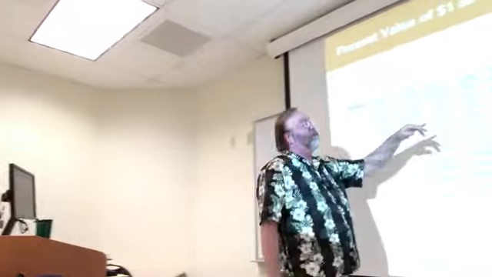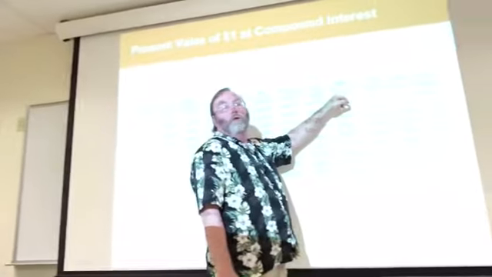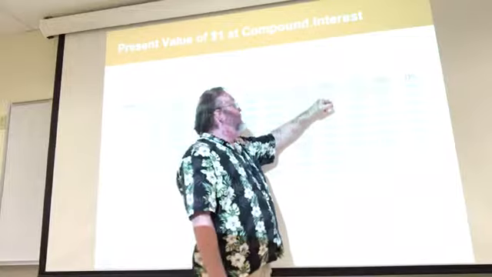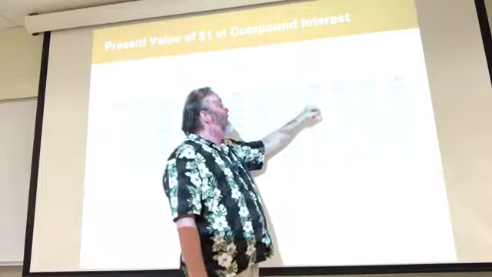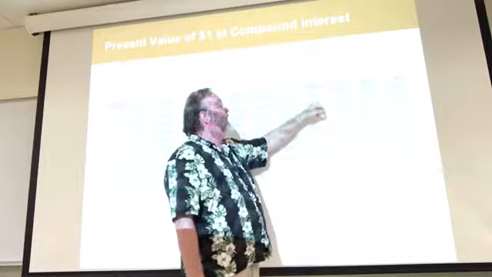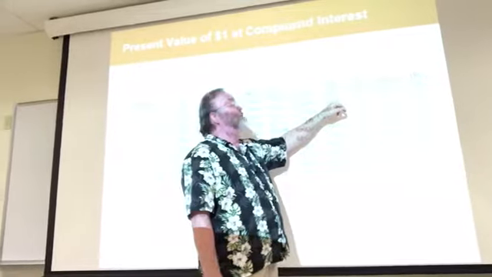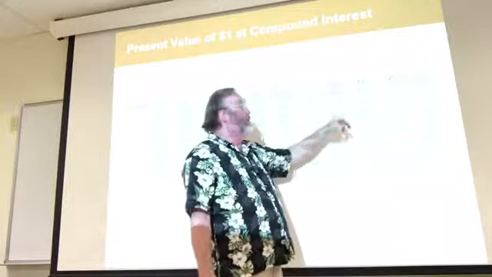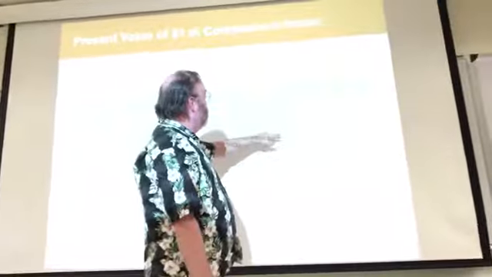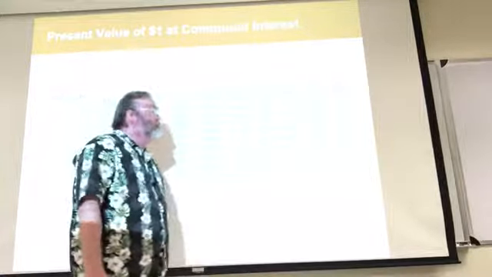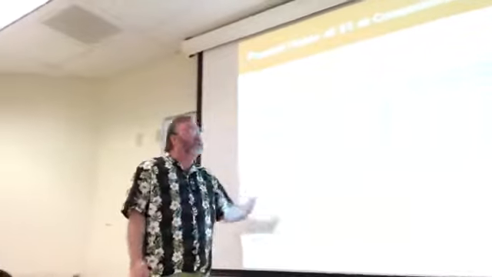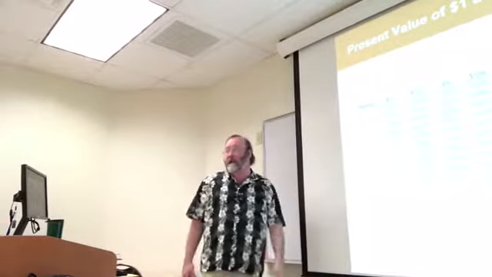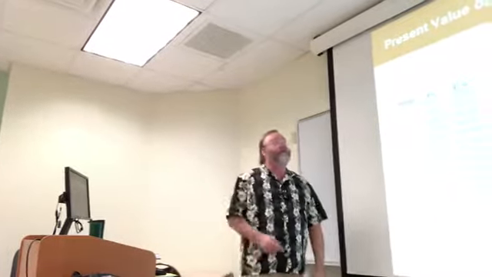And you can see the 10%, what the last slides just showed. Here's the 0.90909, and here's the 0.82645. So that $826.45 is worth $1,000 in 2 years' time. In 5 years' time, it's $620.92. So if you had $620.92 today, and you could make 10% on that, paid annually, then in 2 years' time, you'd have $1,000.